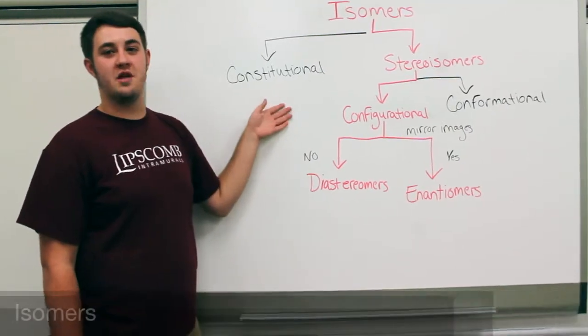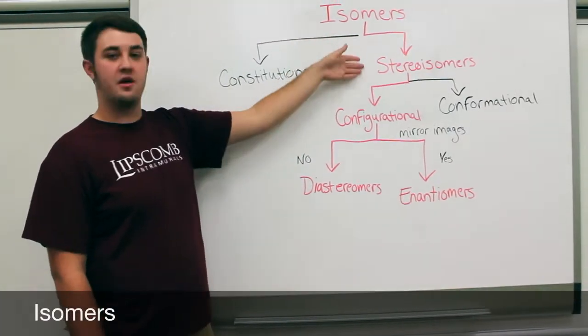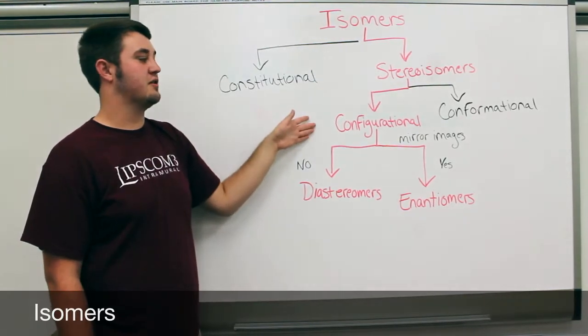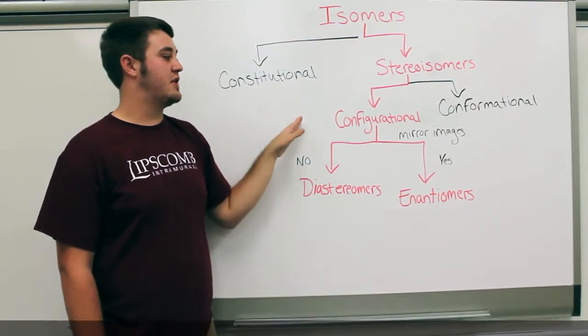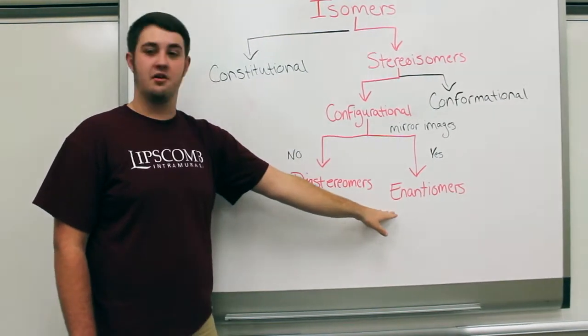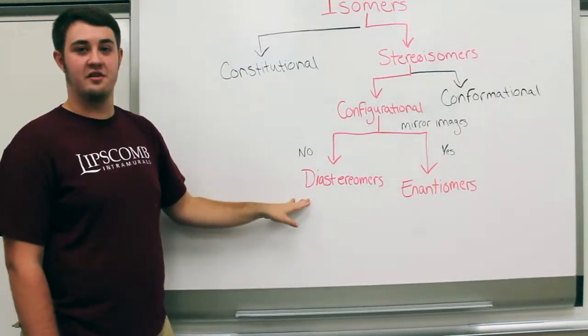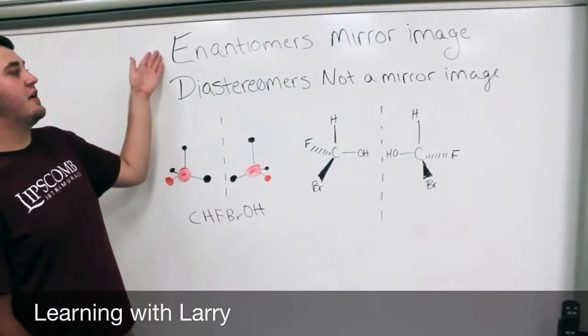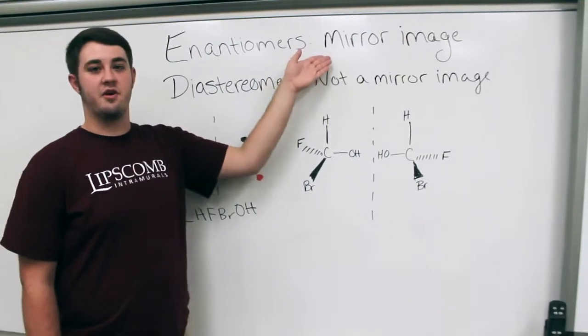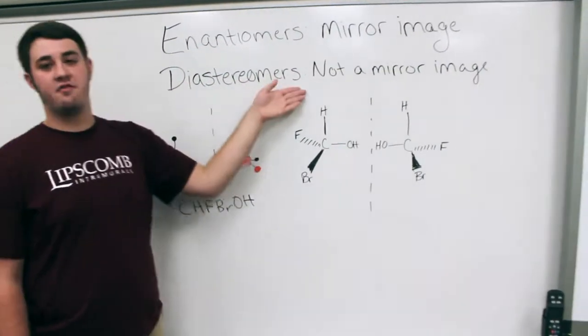If you guys remember this chart from chapter 4, we went from isomers to stereoisomers to configurational isomers. But if the configurational isomers have a mirror image, it is an enantiomer. If it does not, it's a diastereomer. Like I said before, an enantiomer has a mirror image, and a diastereomer does not have a mirror image.